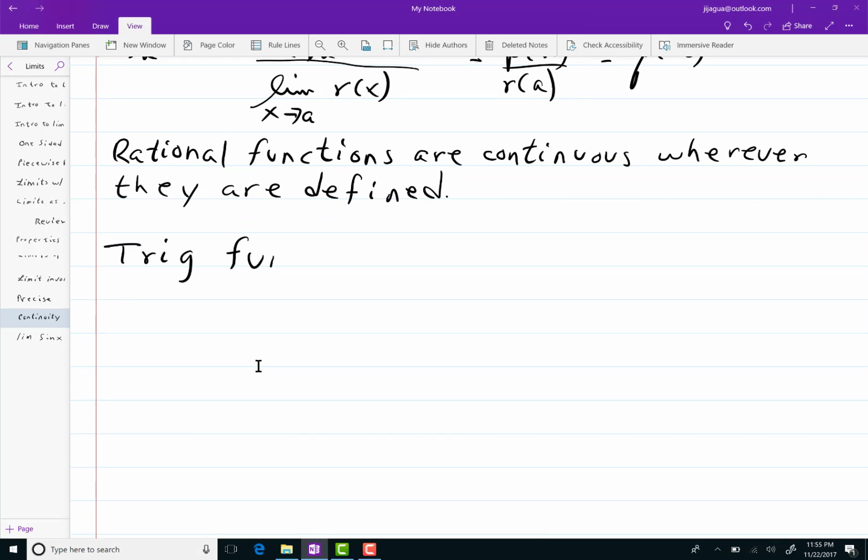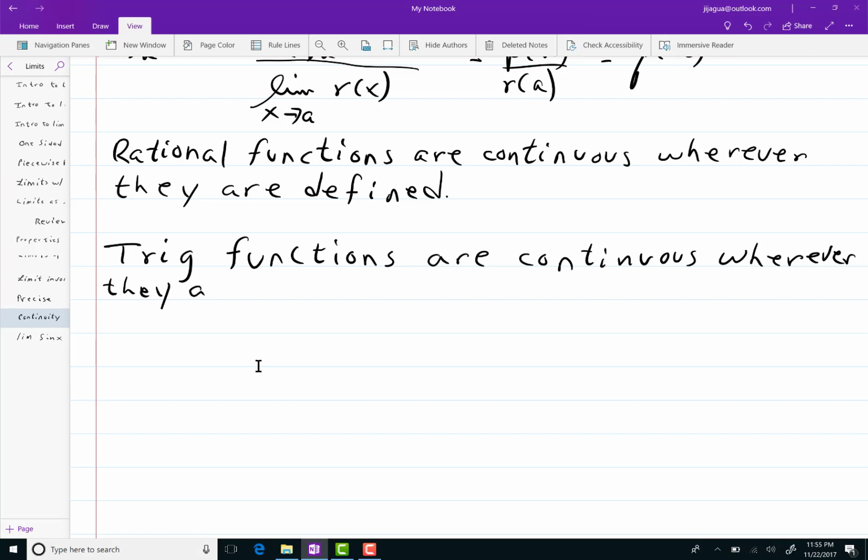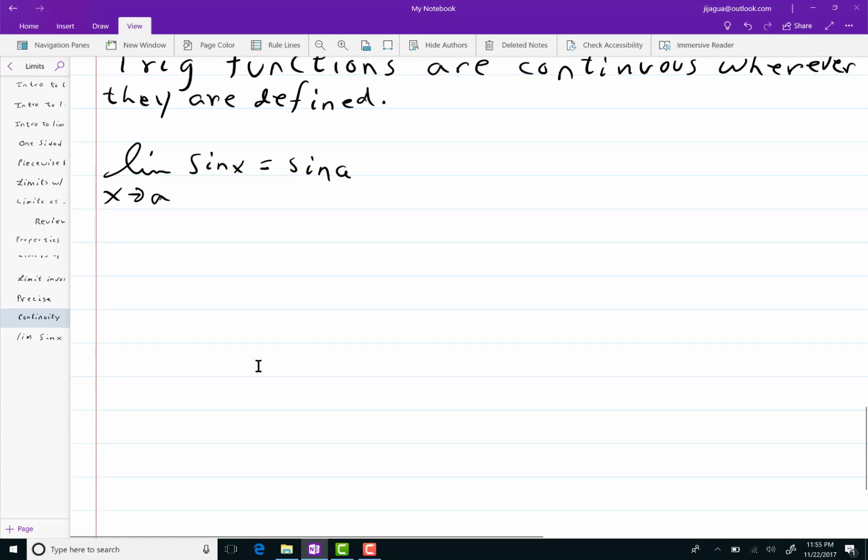Trig functions are continuous wherever they are defined. The reason why is because I went through the effort of showing that the limit as x goes to a of sine of x equals sine of a, and it didn't matter, so the sine function is continuous on all real numbers because its domain is the set of all real numbers.